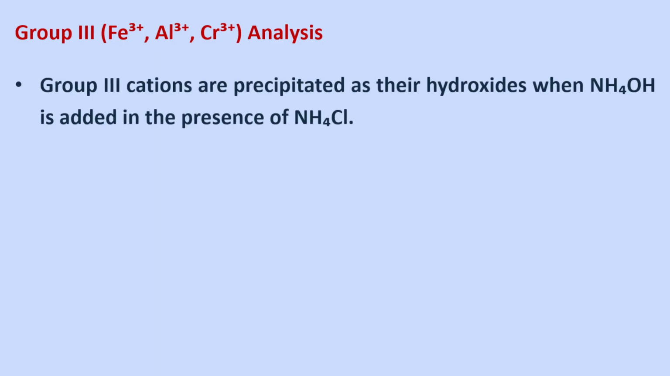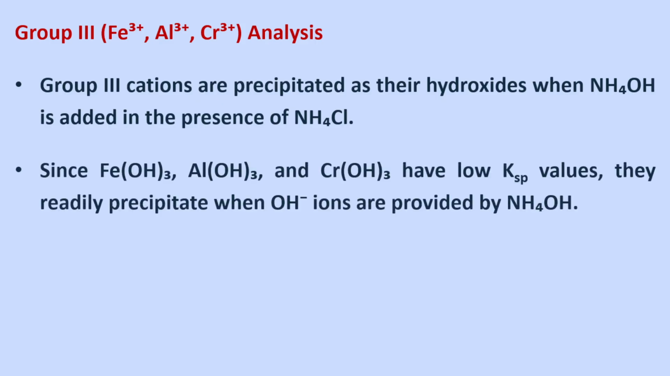Let us now discuss group 3 analysis, which includes the basic radicals like iron, aluminium and chromium. When we add ammonium hydroxide in the presence of ammonium chloride, these group 3 cations get precipitated as their hydroxides. Why does this happen? It is because these hydroxides have very low solubility product values. So when hydroxide ions are introduced by ammonium hydroxide, they quickly combine with the metal ions to form solid precipitate.